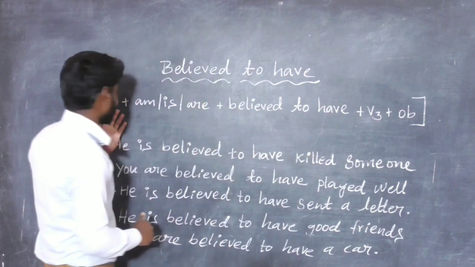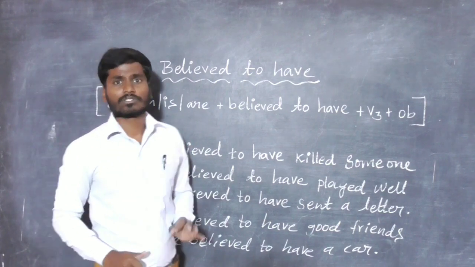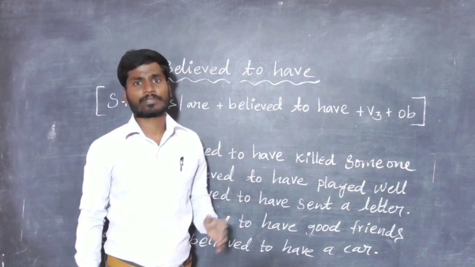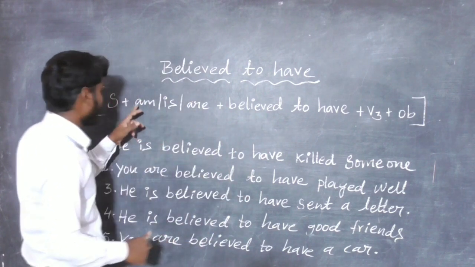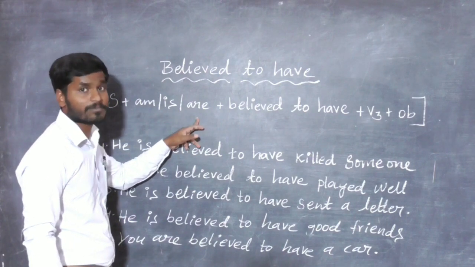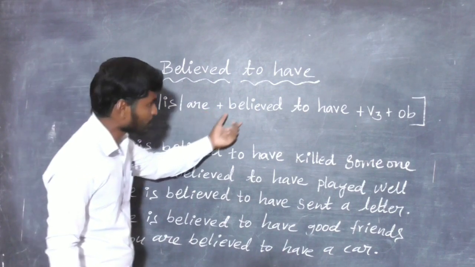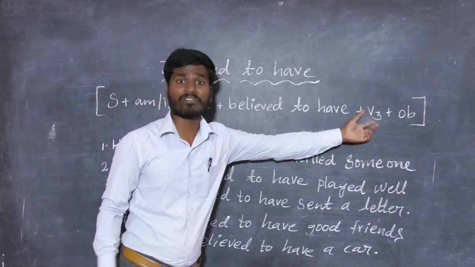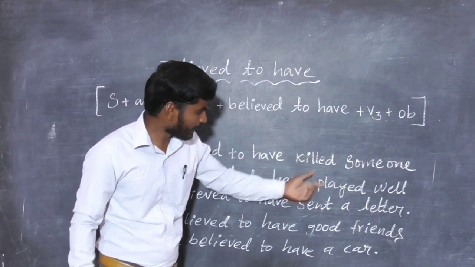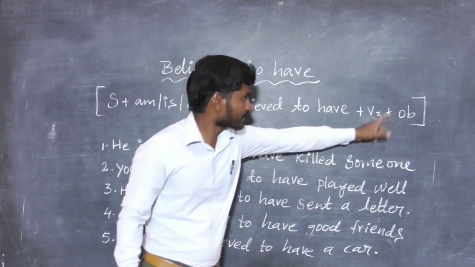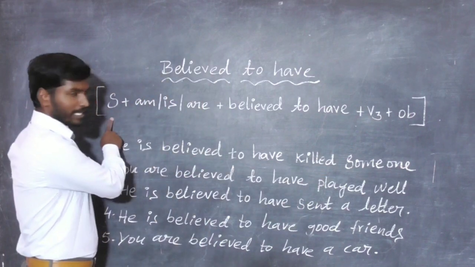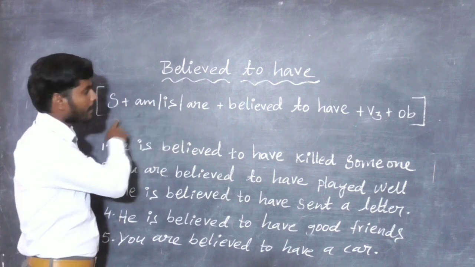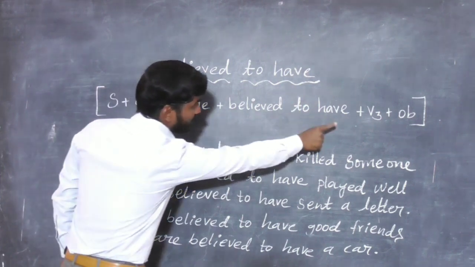Now look at this structure. First you need to write subjects. So what are the subjects? He, she, it, I, we, you, they, any boy name or any girl name, plus am or is or auxiliary verbs according to this subject, plus believe to have. Okay, believe to have நம்ப படிக்கிறது. Believe to have plus v3 verb. V3 verb is nothing but killed, played, sent, like that. Okay, plus objects. So once again, subject plus am or is or auxiliary verbs according to the subject plus believe to have plus v3 verb plus object.